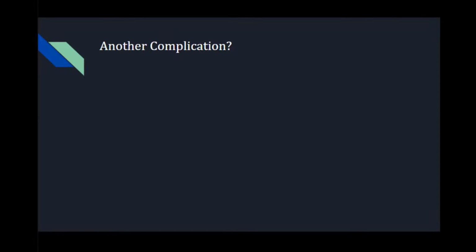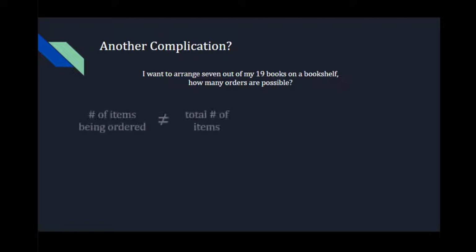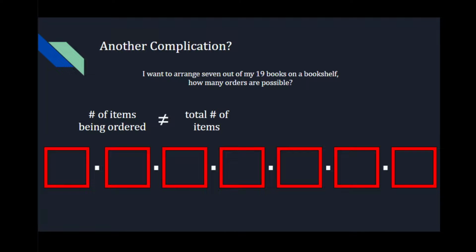There's one more complication I want to talk about. It's maybe the most important one, so we're going to go into the most detail. Let's say I have 19 books and I want to arrange 7 of them on a shelf. How many orders are possible? The important factor in this question is that the number of items being ordered, 7, does not equal the total number of items, which is 19. So let's start with our boxes strategy, making 7 boxes.